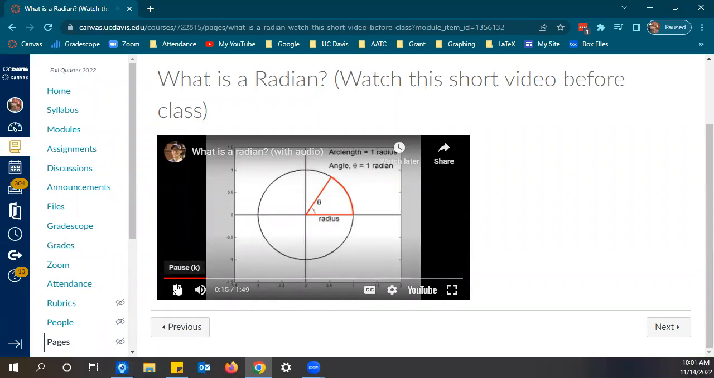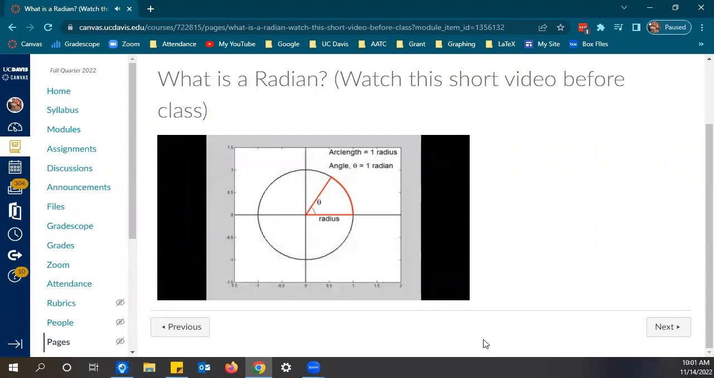If we double the arc length, so that now we are viewing an arc length of 2 radii, then the new angle is 2 radians. Seems reasonable.